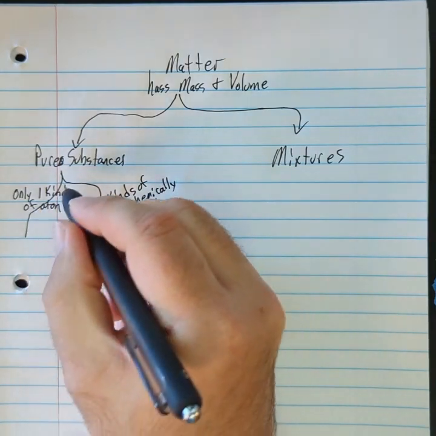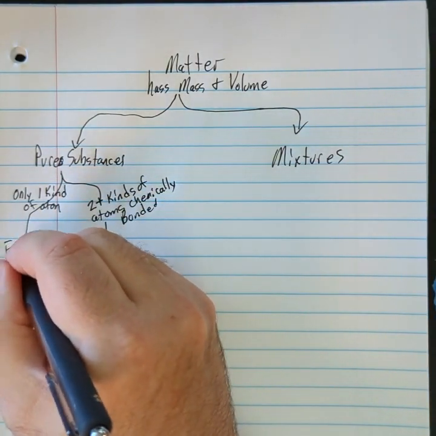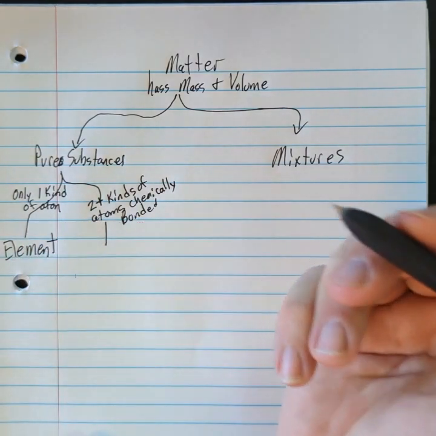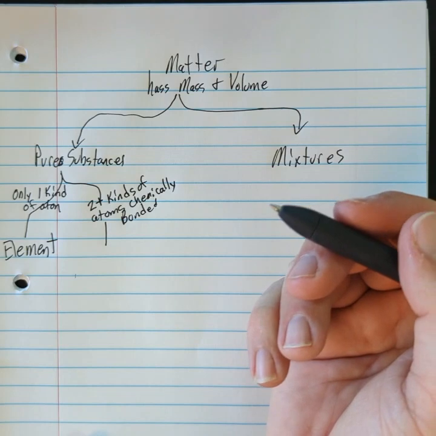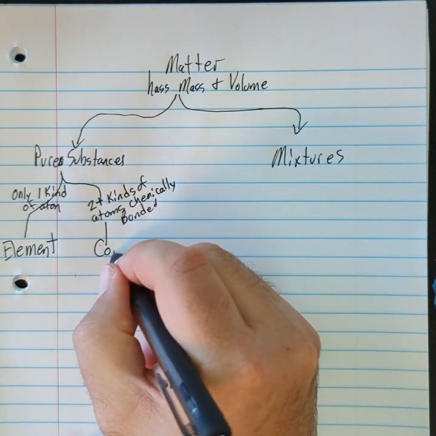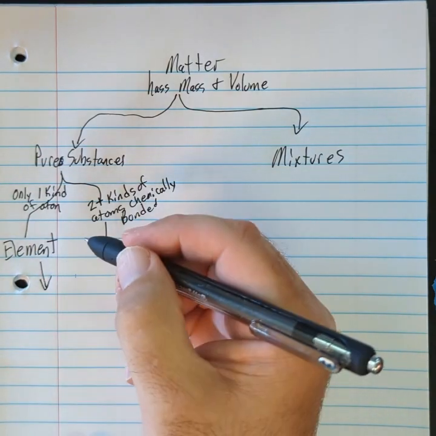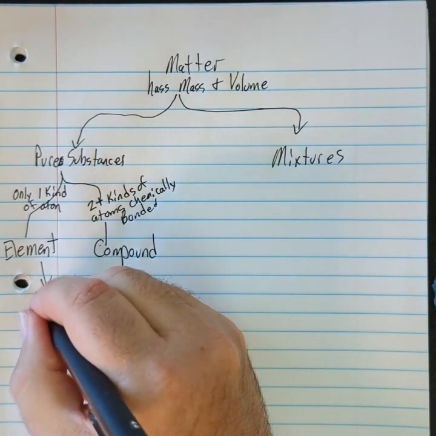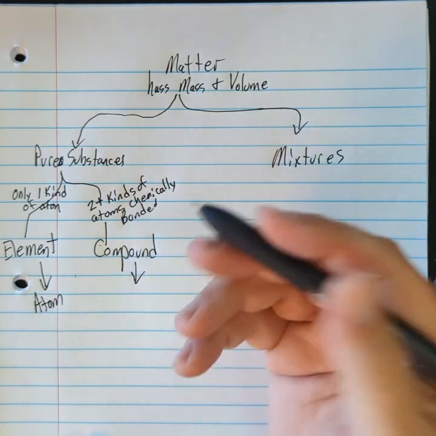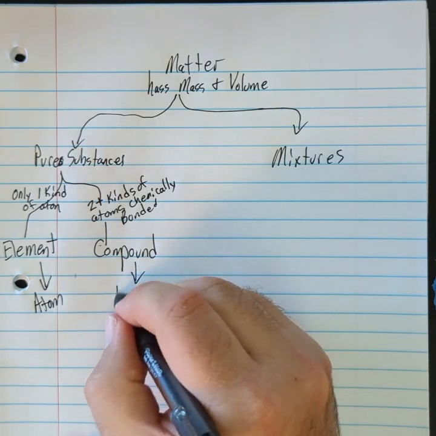All right, so if there's only one kind of atom in the matter, we call that an element. If there's more than one kind and they're chemically bonded, then we call that a compound. And the smallest part of an element that is an element is, of course, an atom. And the smallest part of a compound that is a compound is a molecule.